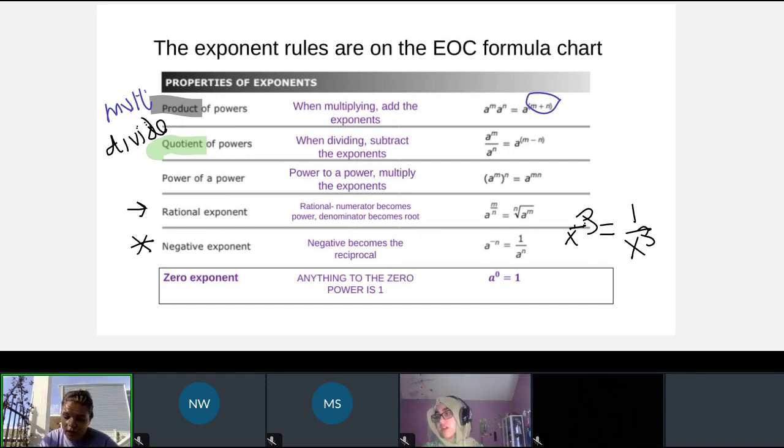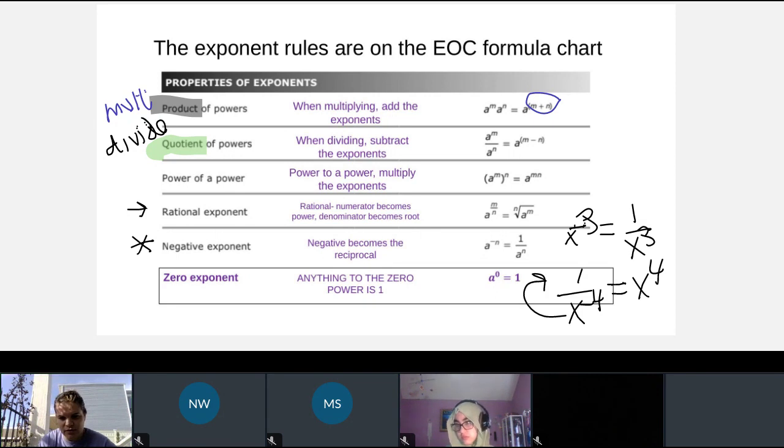Now, the other way is, let's say you had 1 over x to the negative fourth. Again, we want to get rid of negative exponents. When we move it to the top, it becomes positive. So that would be x to the fourth. Okay, I know this seems like a lot, but I'm going to go through and do some questions with you.